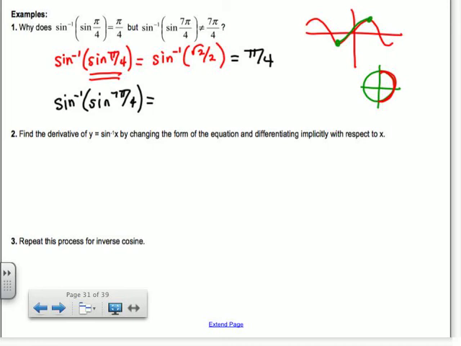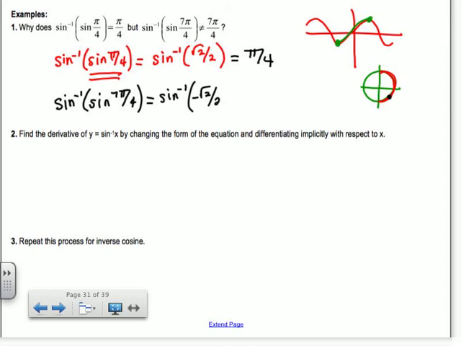Close, not root 2 over 2. What is it? I can't hear you guys. Louder. No? Sine of 7 pi over 4. Where is 7 pi over 4 on your unit circle? Right here. What's your y value? Negative root 2 over 2.